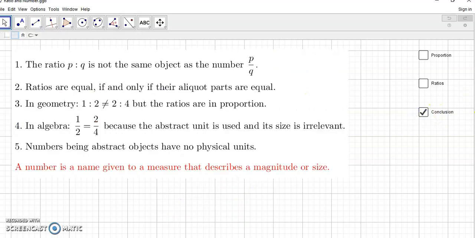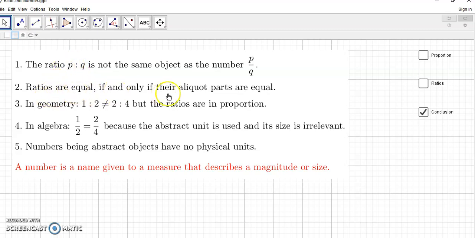So the conclusion. A ratio P colon Q is not the same object as the number P over Q, and P over Q does not mean P divided by Q. It's the way we denote this number in algebra. So in algebra, P over Q is a name for a number, just as P colon Q is a name for this antecedent, P. That's how we recognize or we know what we're talking about.